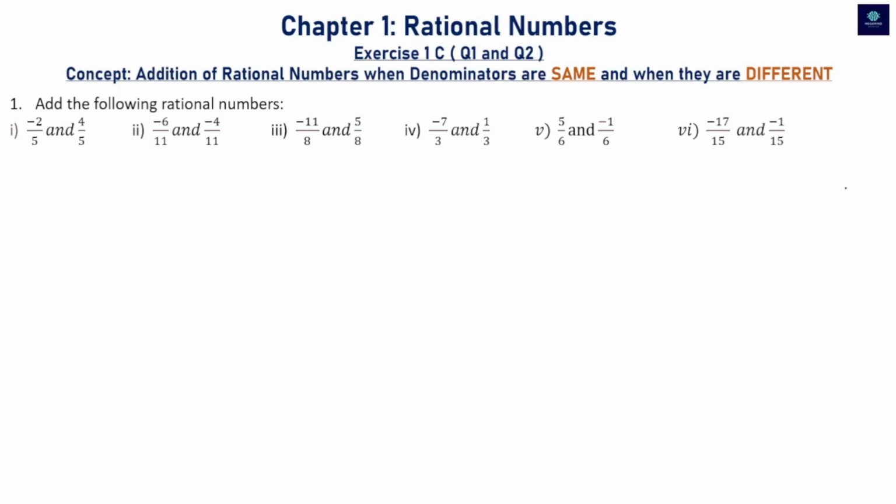I am Honey. In this video, we are going to do exercise 1C question number 1 and 2 of chapter 1 rational numbers. The concept of this video is around how to add rational numbers when their denominators are different, and also we are going to learn how to add the rational numbers when they have different denominators.